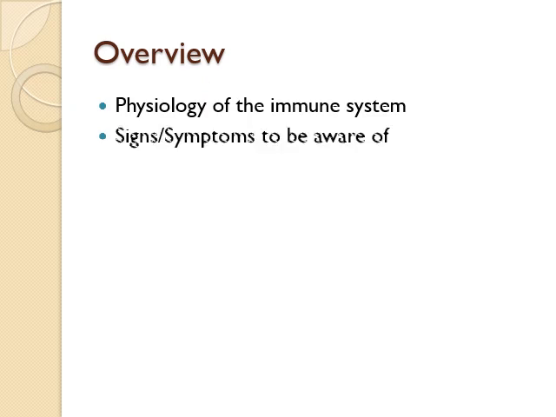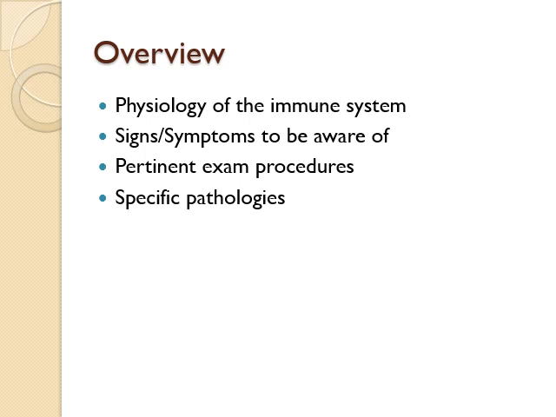We're going to be looking at the physiology of the immune system. What are some signs and symptoms that we commonly are going to be looking at as far as a lot of your general illnesses are concerned? We're going to go through the pertinent exam procedures, just like we're going to be going through with all the systems. What are things you're going to want to be looking for in your screening and assessment? And then again, specific pathologies, which, as I said, in this chapter we're just going to focus on some, but some of the other infections are going to come up within the other body systems that we're going to be looking at over the course of the semester.